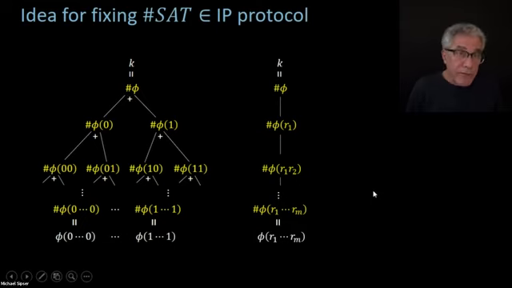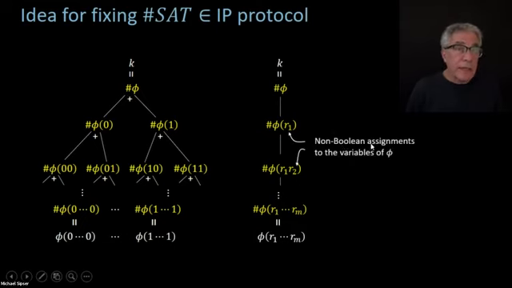So the way we're going to achieve that is by having, instead of picking a 0 or a 1 for these random values, non-Boolean assignments to the variables. And we have to make sense of that. And we've already seen an example of that. It's going to be very much the same.